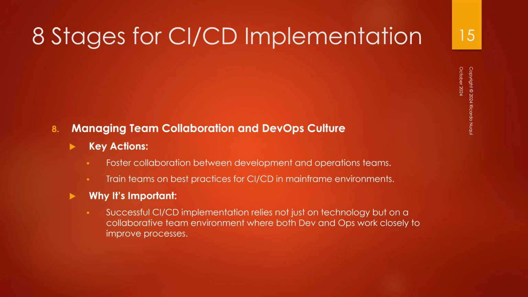Eighth, managing team collaboration and DevOps culture. The actions include foster collaboration between development and operations teams to ensure everyone is aligned on CI/CD processes. Train teams on best practices for CI/CD in mainframe environments and encourage a culture of continuous improvement and automation. Why is it important? Successful CI/CD implementation relies not just on technology, but on a collaborative team environment where both dev and ops work closely to improve processes.